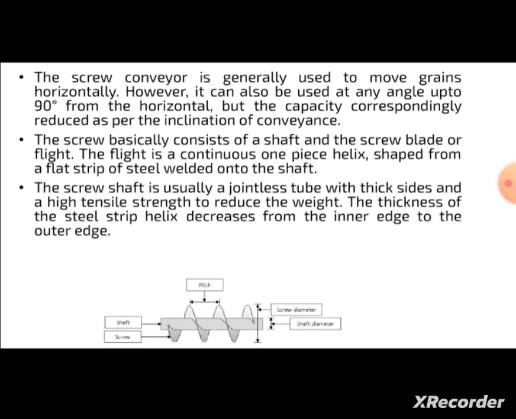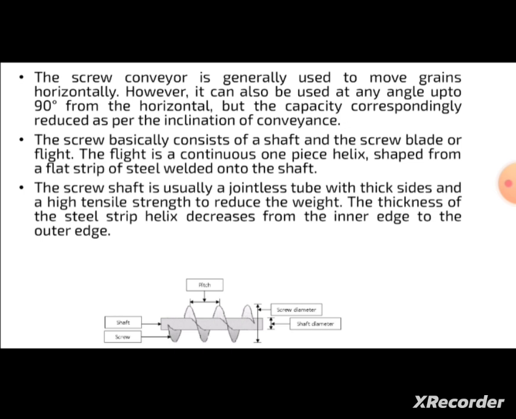But the capacity is correspondingly reduced as per the inclination of the conveyance, because there will be much more need of power supply, and because of the gravitational force the products can come down from the topmost point to the feeding area.